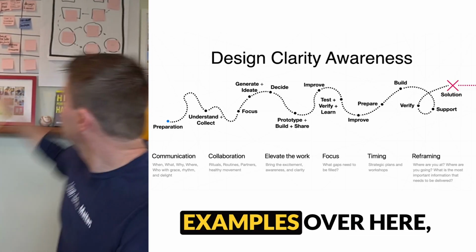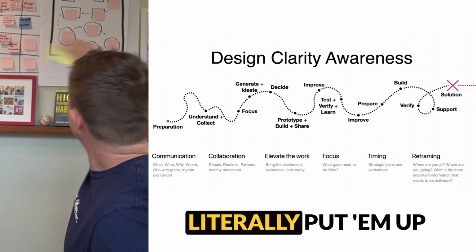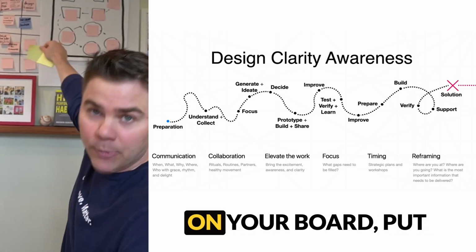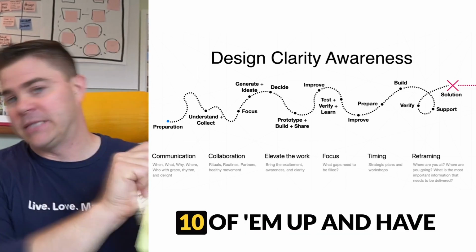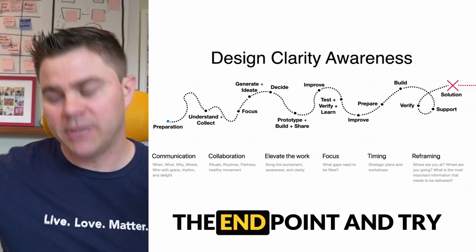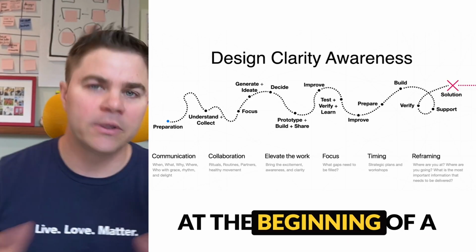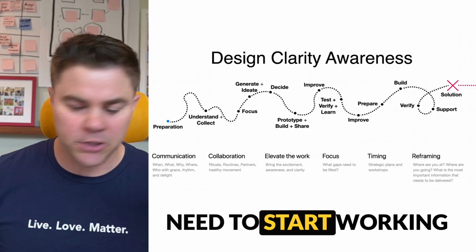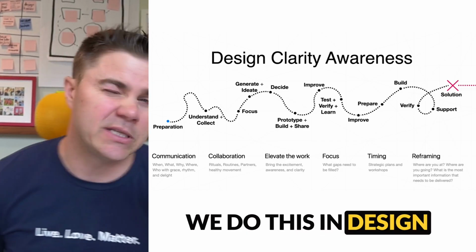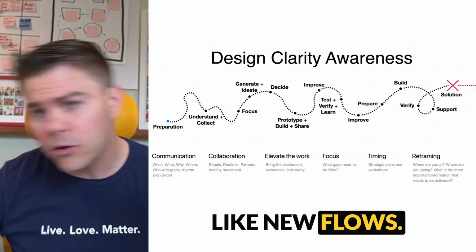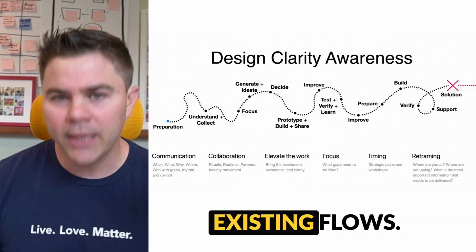Like I have a couple of examples over here. You can just literally put them up on your board, put 10 of them up and have the starting point to the end point and try to fill in the blanks. What are you doing at the beginning of a project and the end of the project? And you just start working out these things. We do this in design for mapping out new flows. We do it for auditing existing flows.